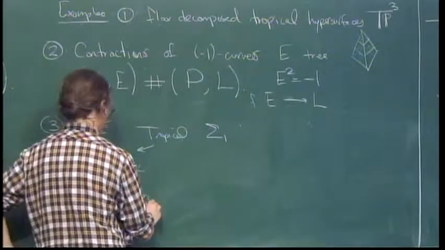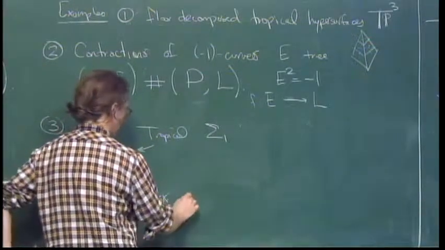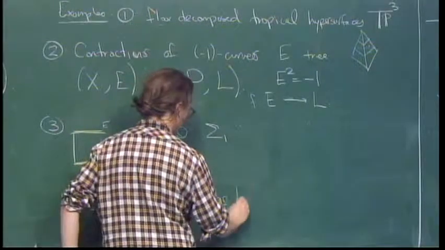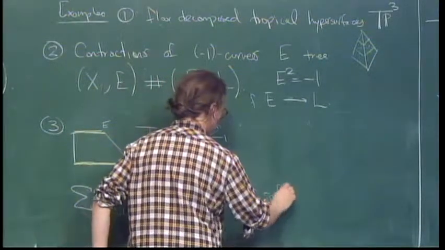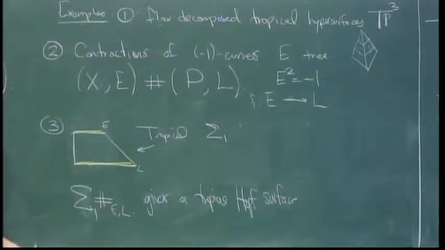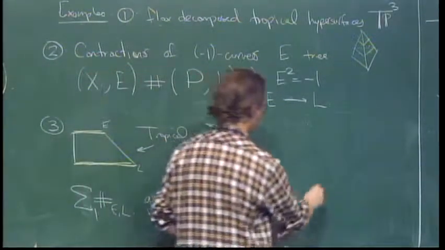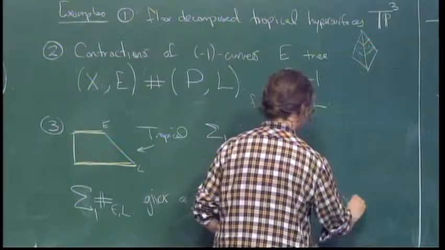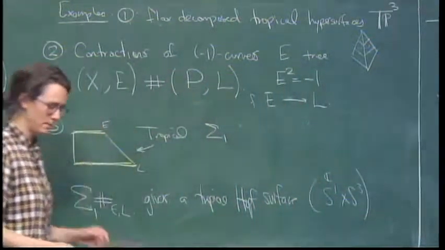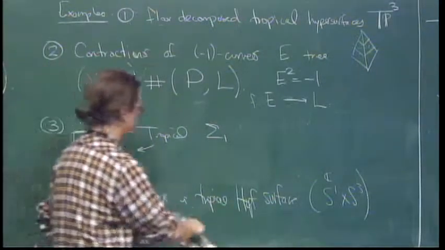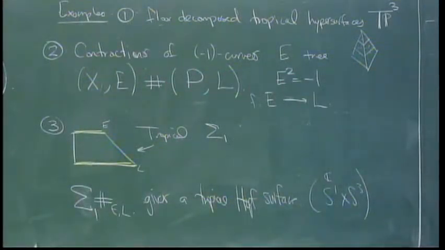This gives a tropical model of a Hopf surface, which is a complex structure on S^1 cross S^3. And these are maybe among some of the simplest examples of non-algebraic complex manifolds. They were discovered by Kodaira, I think, maybe as the first examples of non-algebraic complex manifolds.